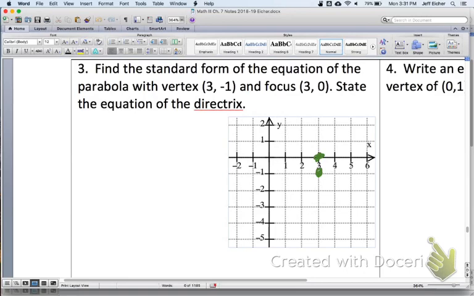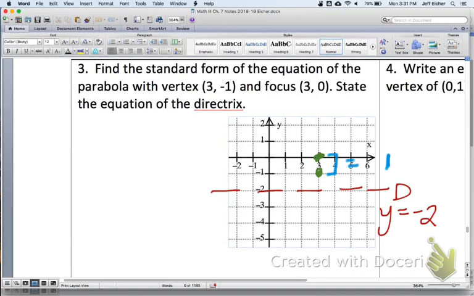Well, the directrix is probably the fastest to do. Since the focus and vertex distance is 1, the directrix is the same distance away, just below the vertex. So here, this line would be the directrix. So the equation of that line would be y equals -2. So that part's all done.